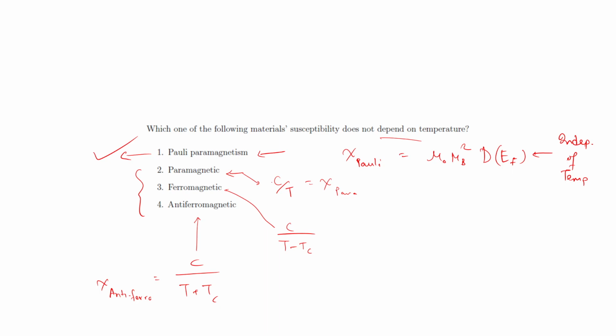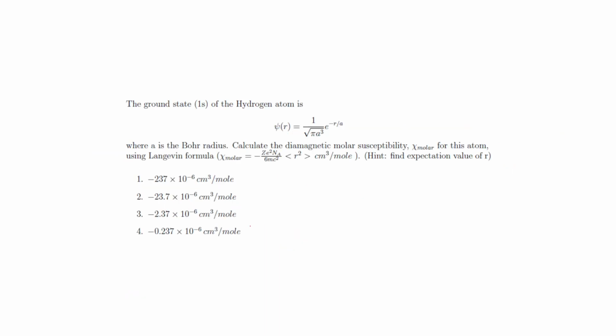Now let us go to the next question, and here you see what it has given. The formula is already given, along with the ground state 1s of the hydrogen atom, where a is the Bohr radius. Calculate the diamagnetic molar susceptibility chi molar for this atom using the Langevin formula. So basically, what we have to do is minus Z e square N_A over 6 m c square times r square.